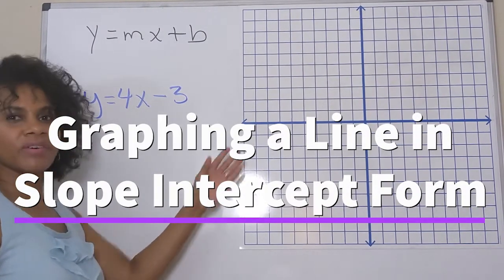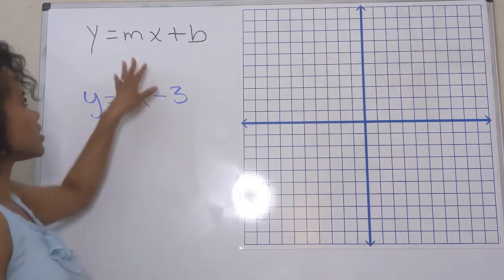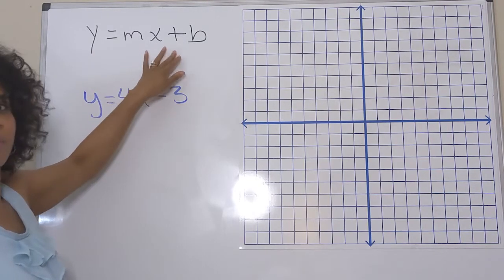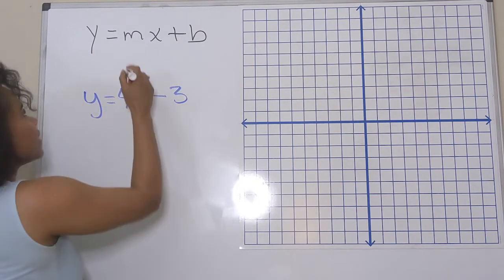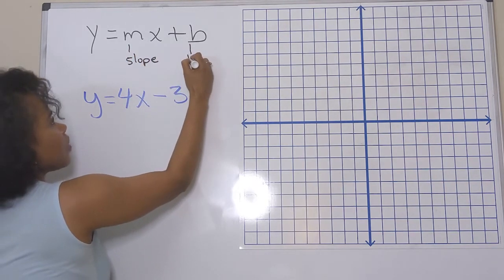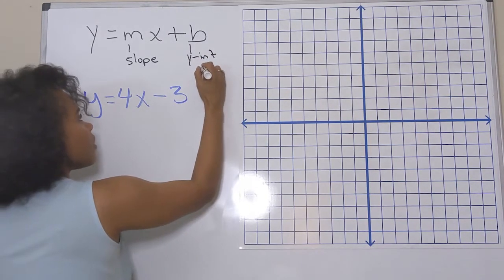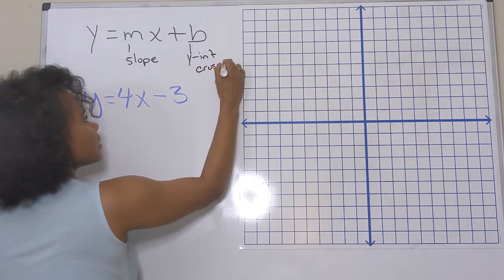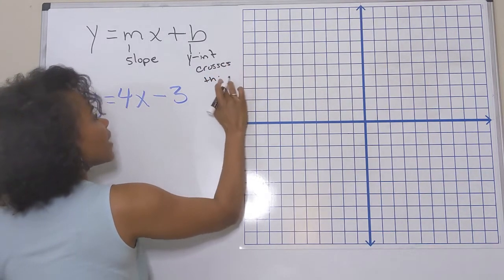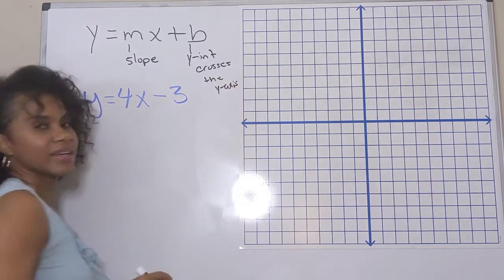Okay, so let's graph an equation of a line that is in slope-intercept form. And this is slope-intercept form: y equals mx plus b, m being our slope and b being our y-intercept, or where the graph crosses the y-axis. So that is our y-intercept.